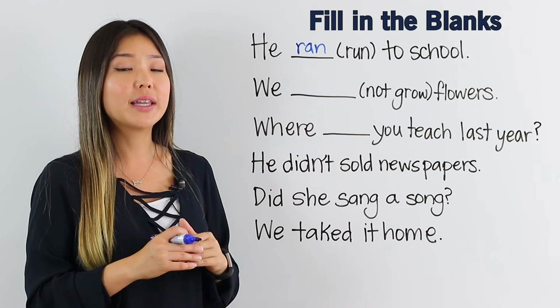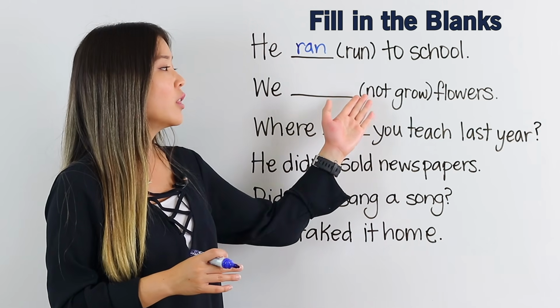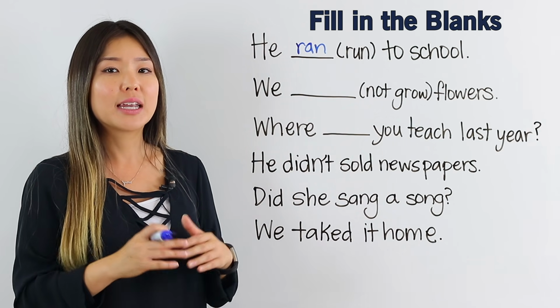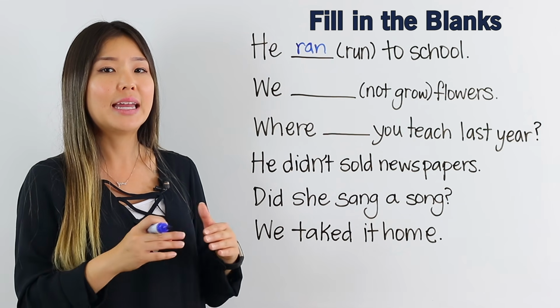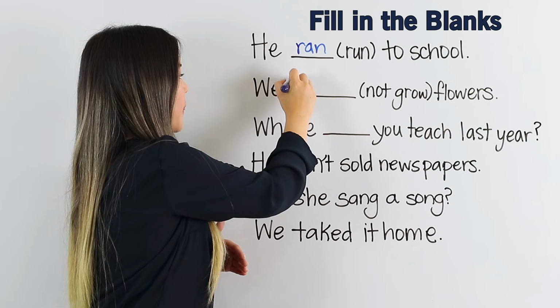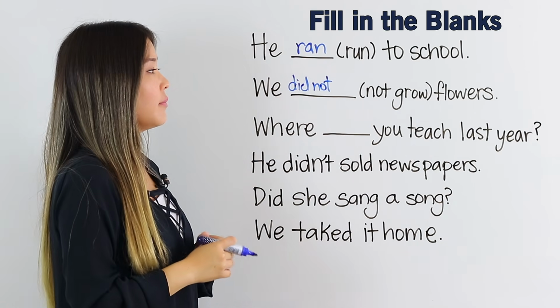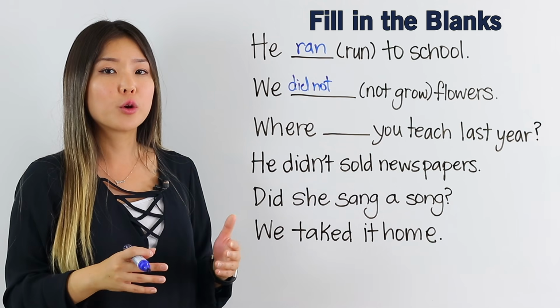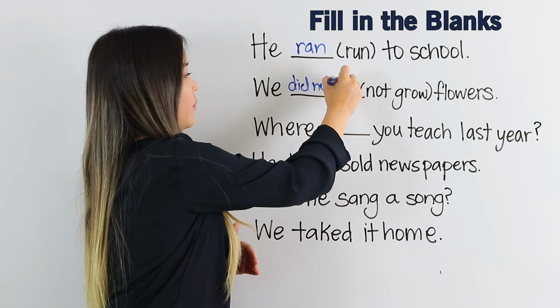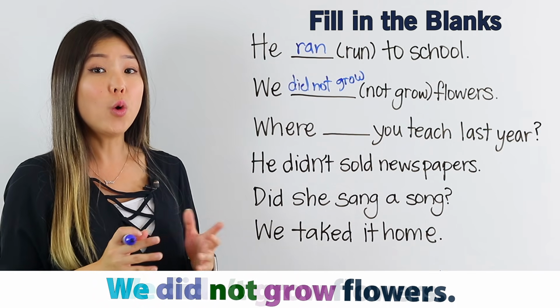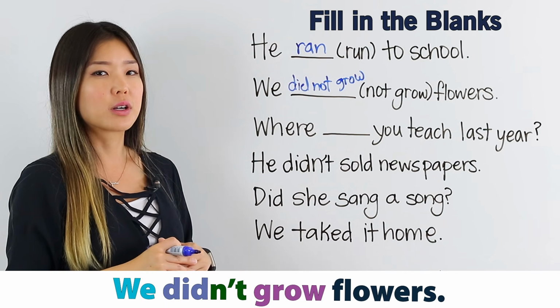We want to use the negative because here it says not grow. Remember, no matter what the subject, in the negative form, we say did not or didn't. Then we keep the verb in its base form. We did not grow or we didn't grow flowers.